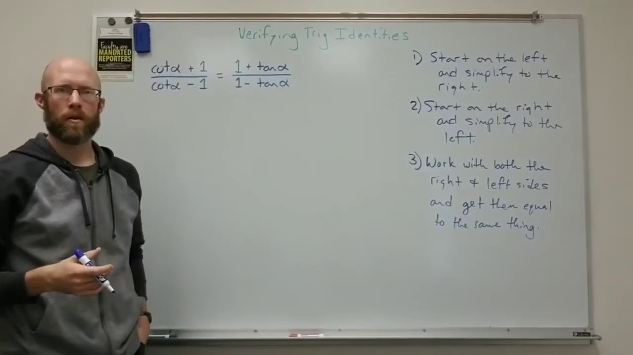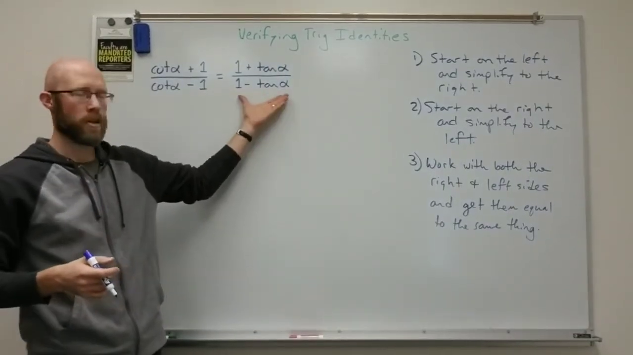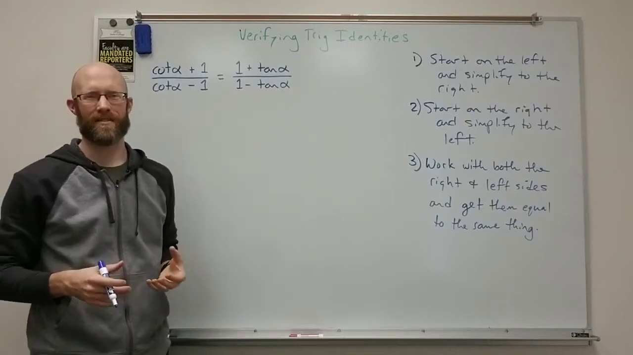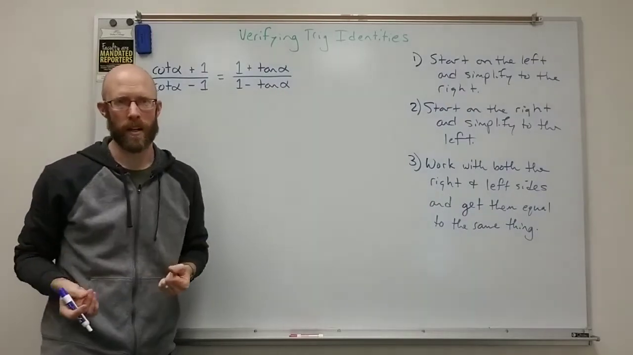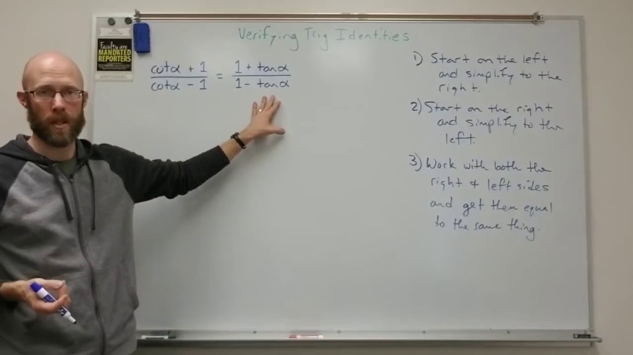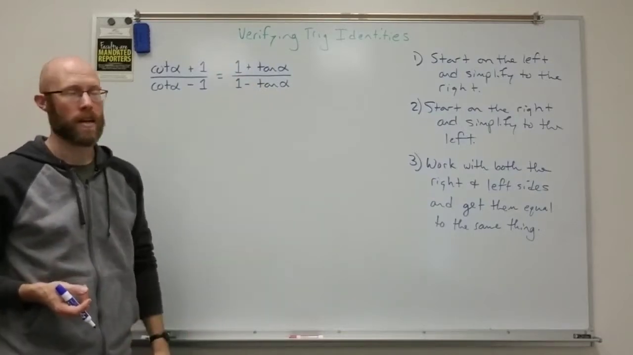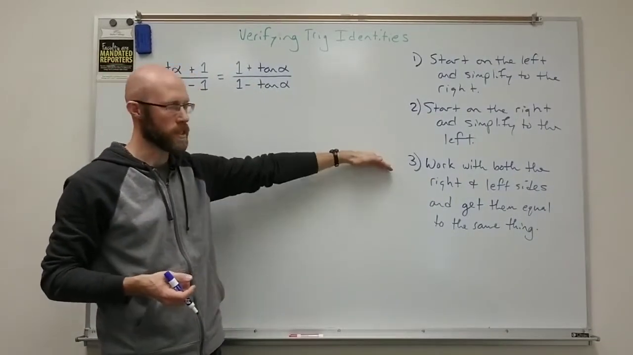In this next example, I've got two trig expressions that are actually kind of equivalently complicated. And I want to prove that they're equal to each other. So this is verifying an identity. Again, I've got these three different approaches.